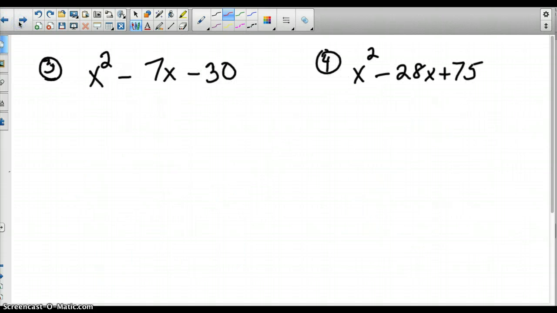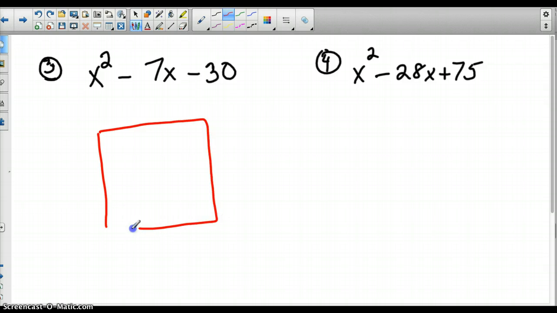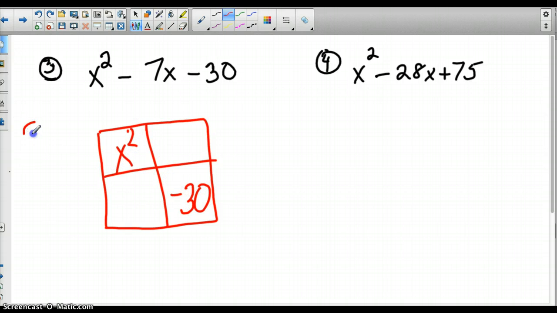Okay, so why don't you try these ones? Okay, so x squared minus 7x minus 30. There's no greatest common factor. So let's draw a box. First number that goes in is your x squared. The next number is negative 30. So we need to find the factors and the sum. The factors need to be negative 30 and the sum needs to be negative 7x.